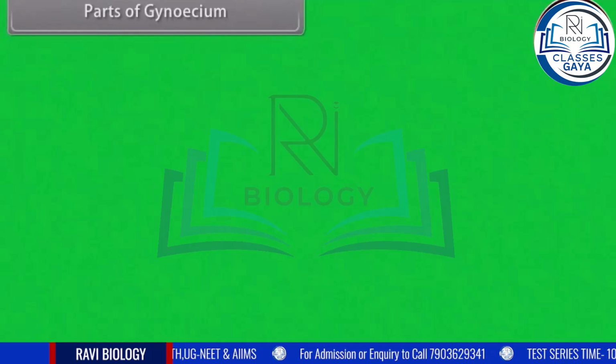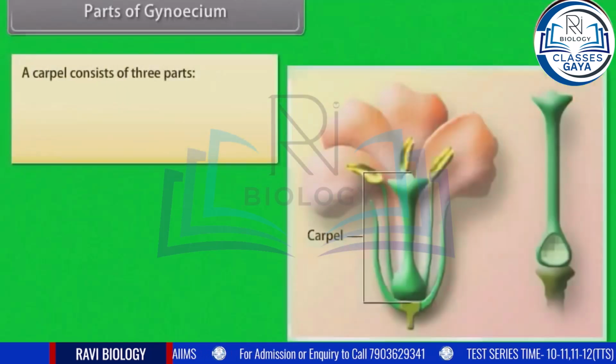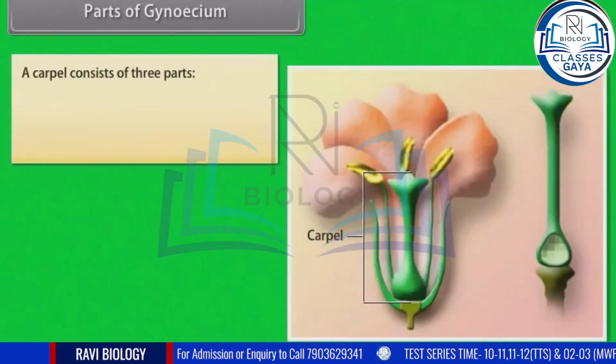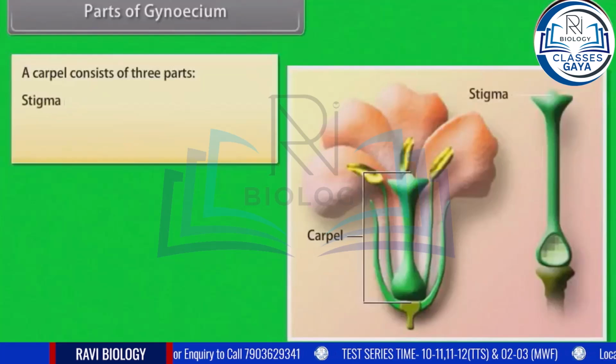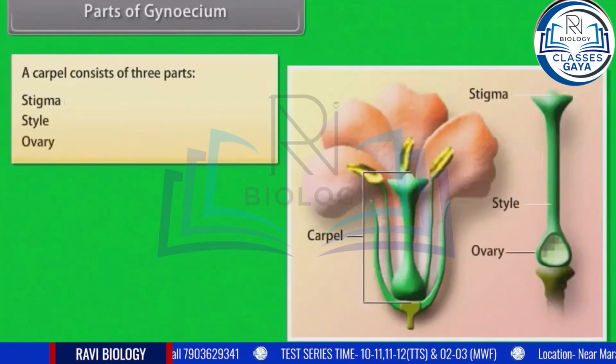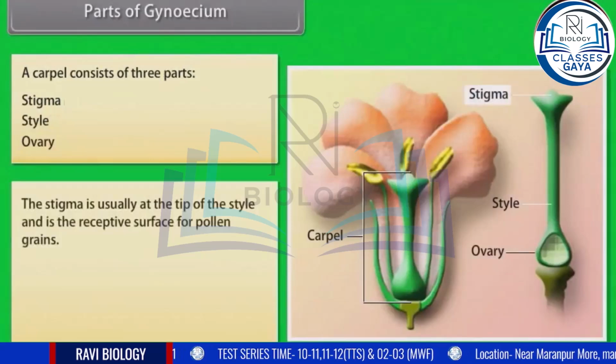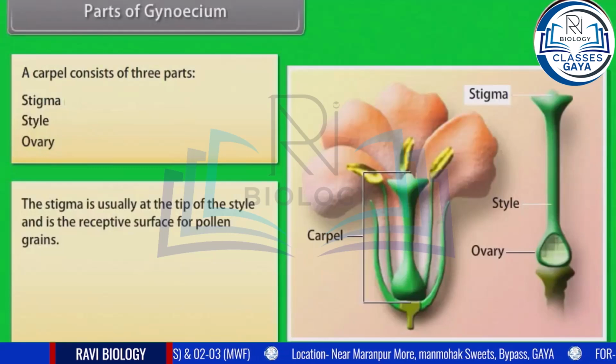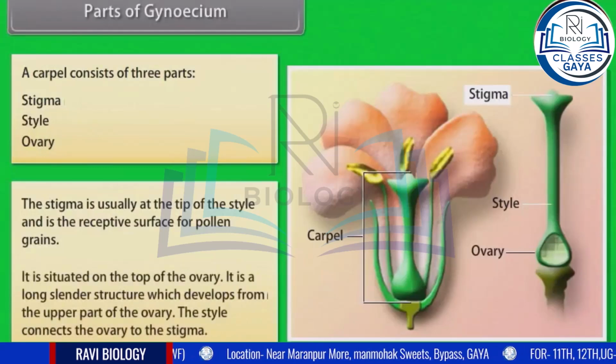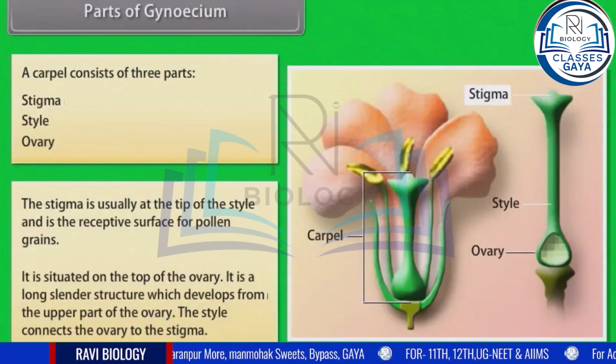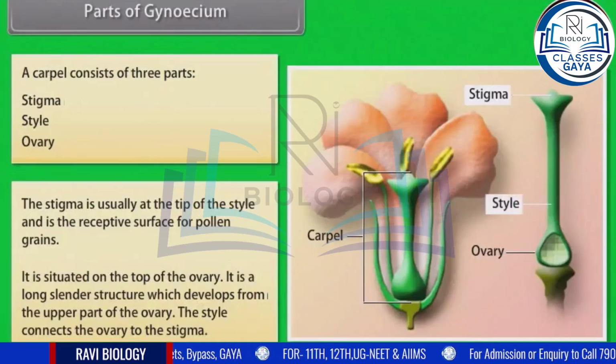Parts of gynoecium. A carpel consists of 3 parts: stigma, style, ovary. The stigma is usually at the tip of the style and is the receptive surface for pollen grains. It is situated on the top of the ovary. It is a long, slender structure which develops from the upper part of the ovary. The style connects the ovary to the stigma.